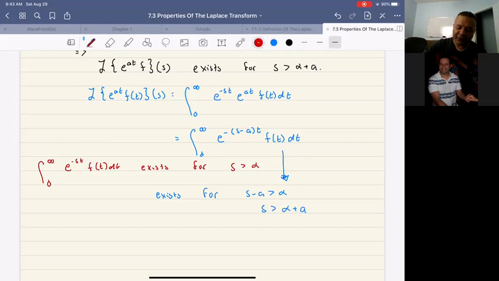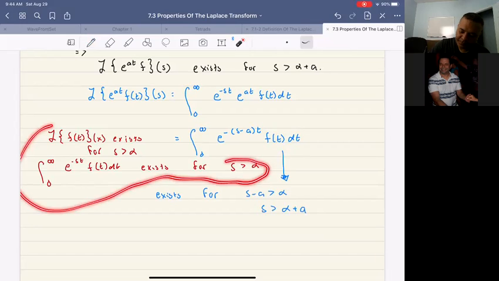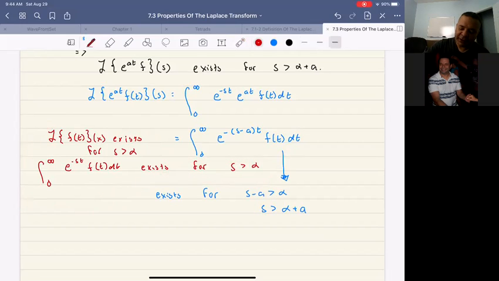So here in red, this is the fact that the Laplace transform exists. That's this whole statement. In blue, what we have is that the Laplace transform of e to the at f of t exists. Just noting the difference between those two.